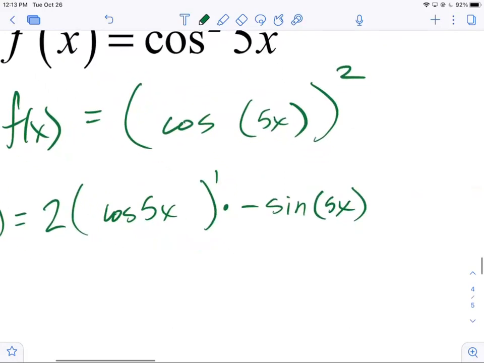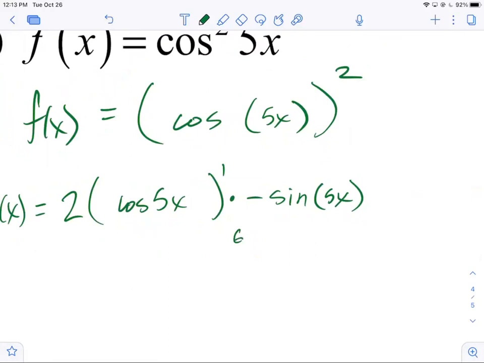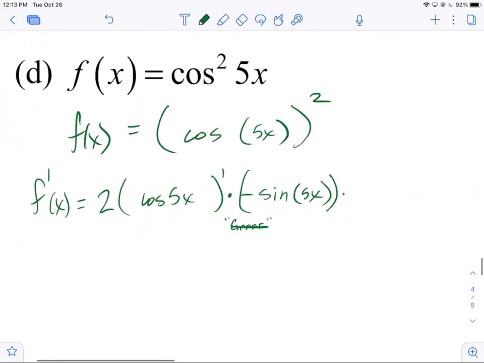How is that for notation? No. Dot negative is no good. Okay, now the GR goes away. And then times the derivative of 5x, which is 5.